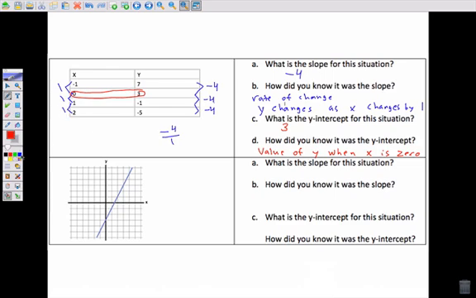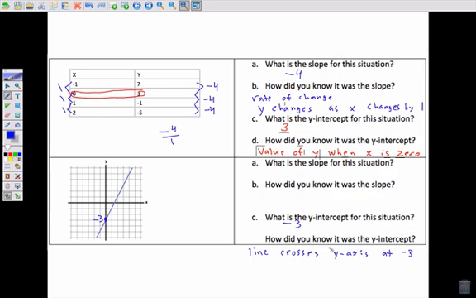So the next part, we look at this graph, and we have to determine the slope for this graph as well as the y-intercept. I'm going to start with the y-intercept this time. So where does this cross the y-axis? Crosses the y-axis down at -3. So -3 is our y-intercept. And how did we know? Because that is where the line crosses the y-axis at -3.